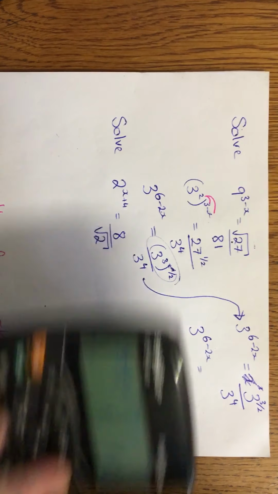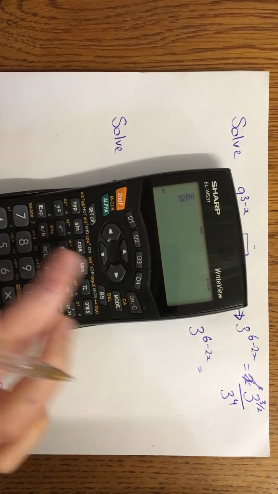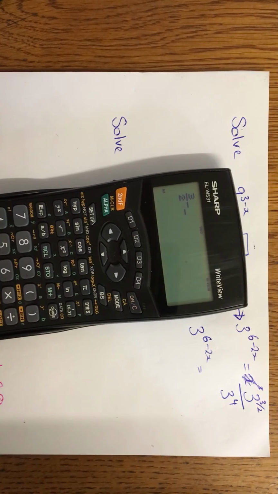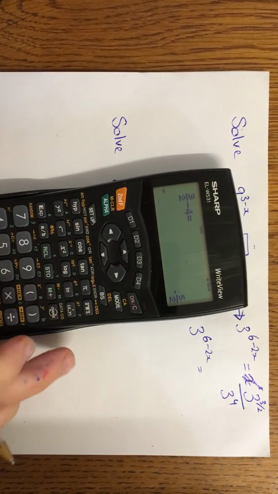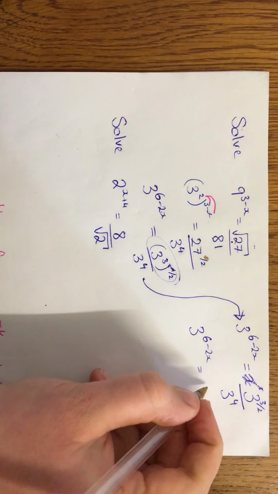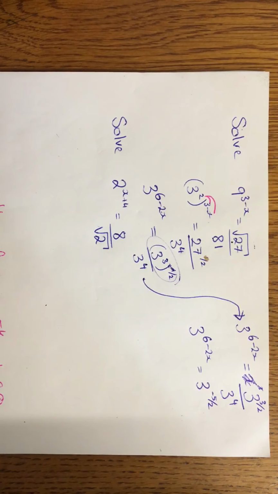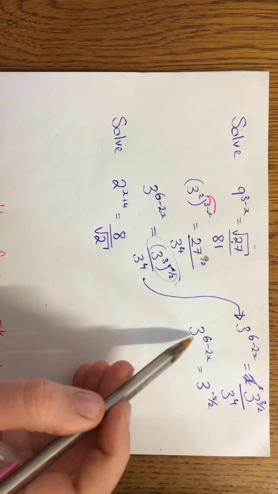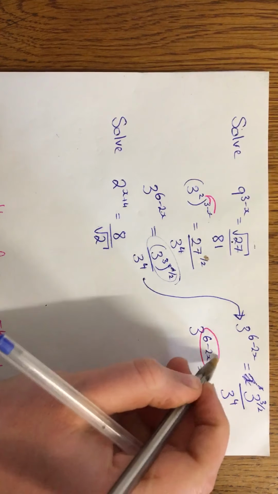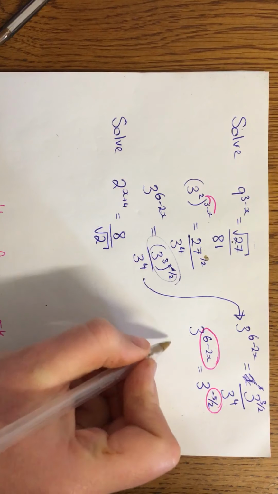Now, when we have division, what's my rule? You do 3 over 2 minus 4, and you're going to get minus 5 over 2. So 3 to the power of minus 5 over 2. Okay, so that's a tricky enough one. Same base on both sides. Circle, circle, and I put those two equal.